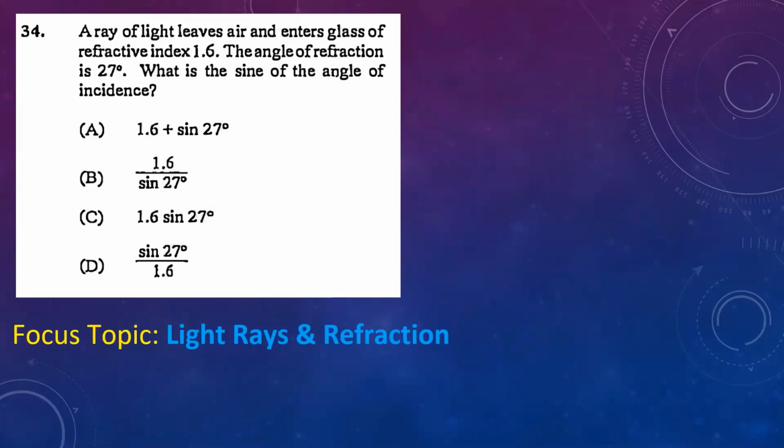Number 34. A ray of light leaves air and enters glass of refractive index 1.6. The angle of refraction is 27 degrees. What is the sine of the angle of incidence? So what we do is write our equations, n is equal to sine I divided by sine R, and we are given n to be 1.6, so we replace n with 1.6. So 1.6 is equal to sine I divided by sine 27, and then when we transpose the equation for sine I, we get that sine I is equal to 1.6 times sine 27, and that is C here.